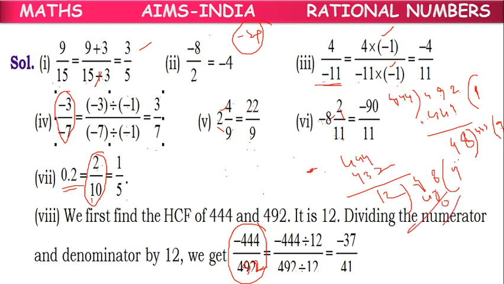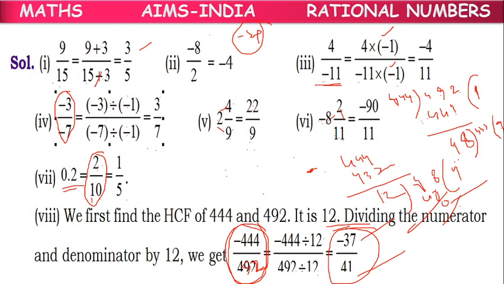For HCF we should go on dividing until we get 0. So here HCF is 12. So it is not in the standard form. So we can divide with 12. Here minus 37 we are getting, 41 we are getting. This is the standard form.